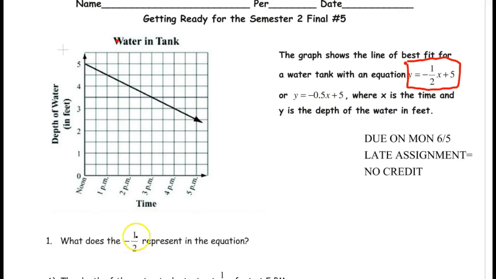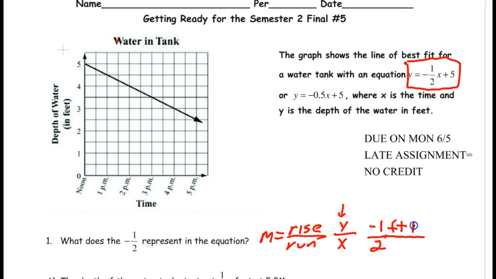All right, so they're asking, what does the negative 1/2 represent for the slope? So just remember that slope is rise over run, which means the rise is the up and down, the y-axis, the x is the run. Okay, so we have -1/2, and we just want to look at the units of the y for the top. So that's going to be feet of water, called H2O.